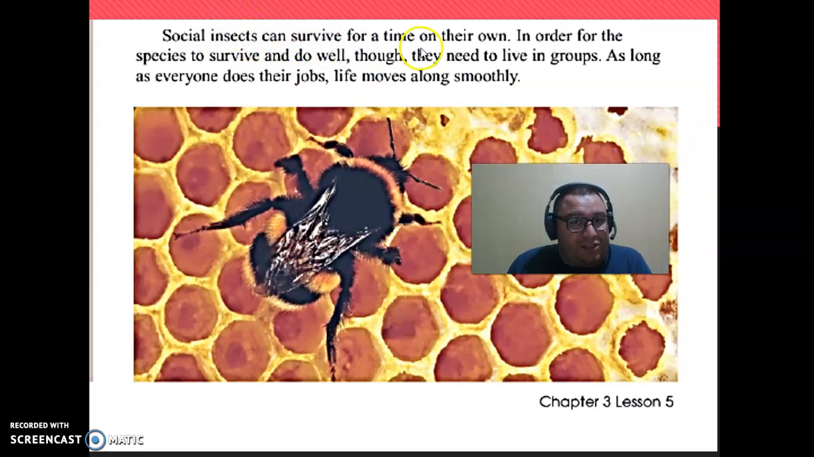Social insects can survive for a time on their own. In order for the species to survive and do well, they need to live in groups. As long as everyone does their jobs, life moves along smoothly. In conclusion, ants and bees are social insects, right? They depend on one another, and the job of every insect is important.